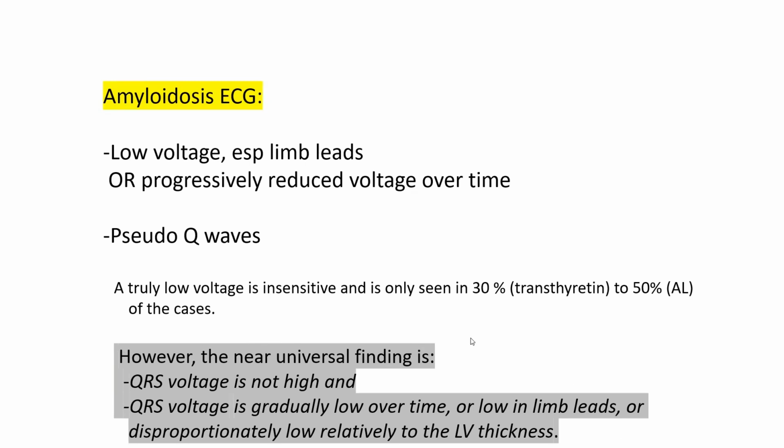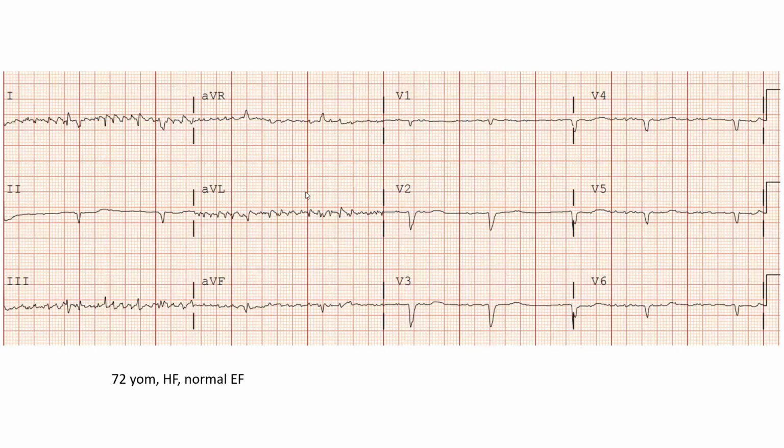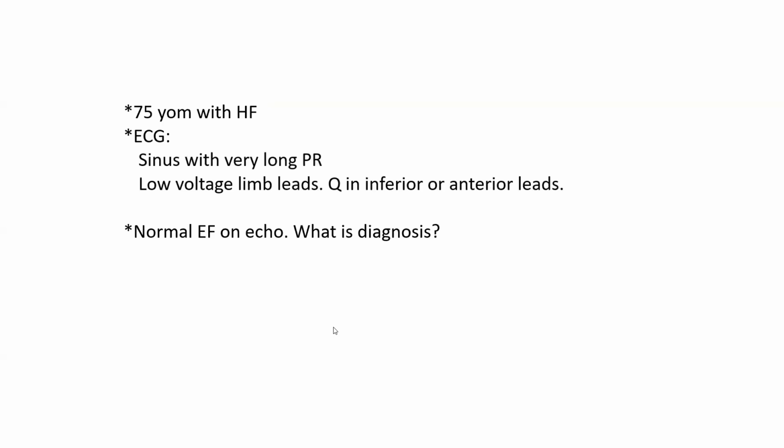However, the near universal finding in amyloidosis is QRS voltage that is not high. You cannot have LVH voltage, and QRS voltage is gradually decreased over time or is low in the limb leads. It fulfills the criteria of low voltage in the limb leads, or disproportionately low relative to the LV thickness. So you see an LV thickness of 15, 16 millimeters, yet the QRS height is normal or somewhat reduced or frankly low in the limb leads. So that's a hint for you.